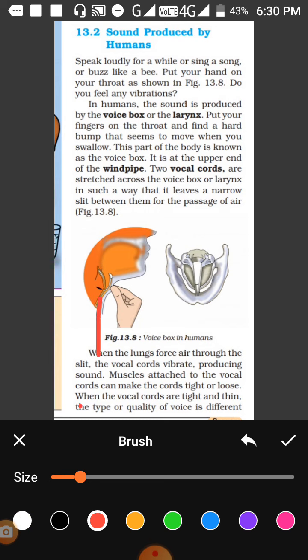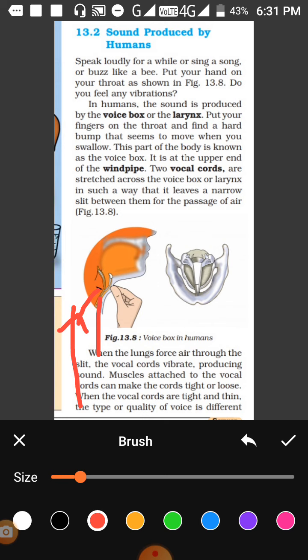So when we speak, the air from the lungs comes out and it tries to come out through the throat and it goes over the voice box. This voice box is shown here as vibrating columns. This voice box is called the larynx. When you speak, the air from the lungs comes out and makes the voice box, or the larynx, which is a layer of skin, vibrate. This part of the body is known as the voice box. It is at the upper end of the windpipe.